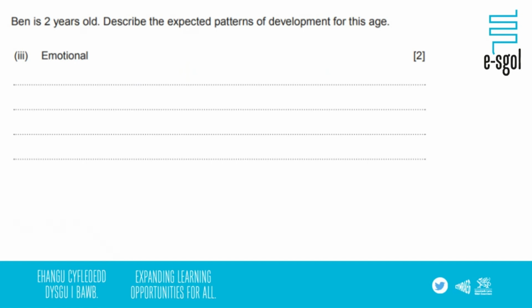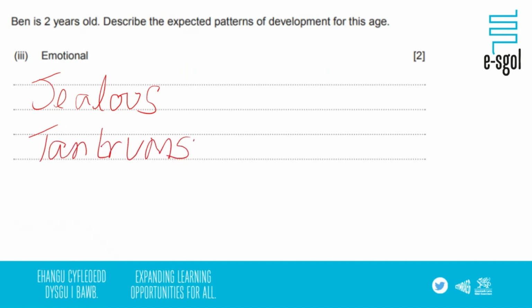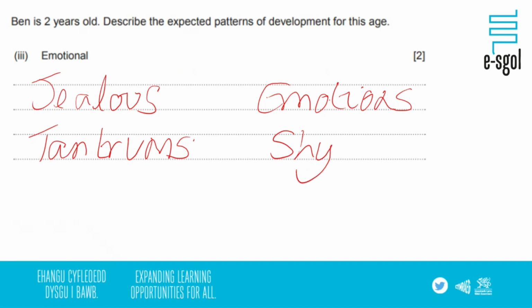So emotionally, what I would be expecting from Ben is that perhaps he is slightly jealous of other people. Maybe he has tantrums. Maybe he is showing different types of emotions. So he may be very happy, maybe very sad. He could be very shy with individuals that he is not familiar with. He could also be very angry at times because maybe somebody has stolen his favorite car for him, for example.